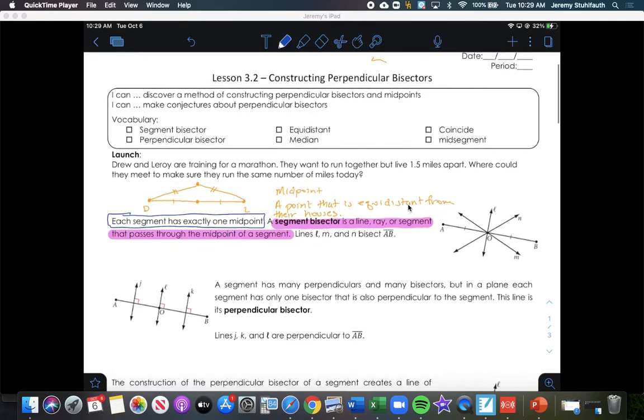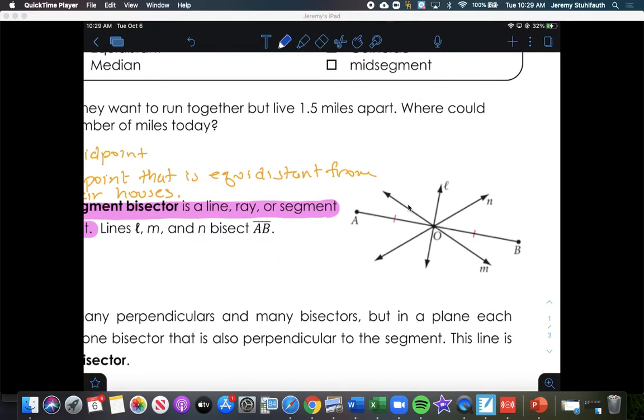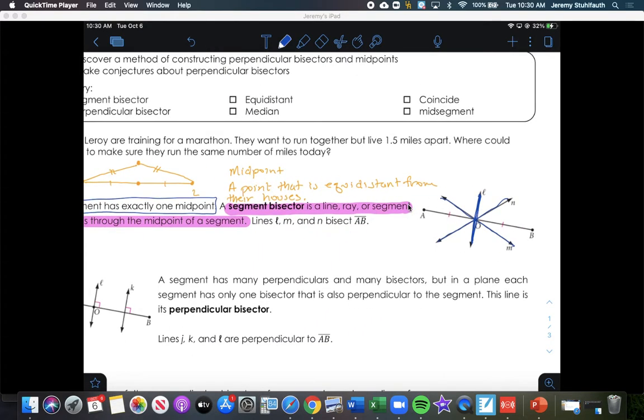If you look over here at this example, you'll see that lines L, M, and N bisect AB. So L passes through the midpoint and cuts A and B into two pieces. So does line N, and so does line M. All three of those lines are segment bisectors. Notice they all pass through the same exact point because a segment only has one midpoint.